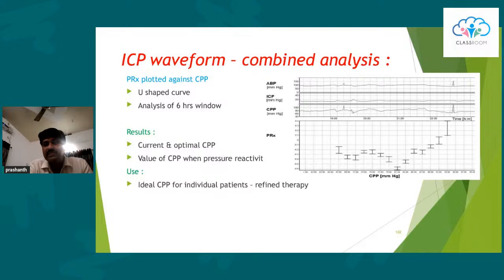Here you can see a graph on the right side where the pressure reactivity index is plotted against the CPP, and you can see a U-shaped curve where you can target the optimal cerebral perfusion pressure. The optimal cerebral perfusion pressure would be where the correlation coefficient is somewhere between 0.7 and 1.3.